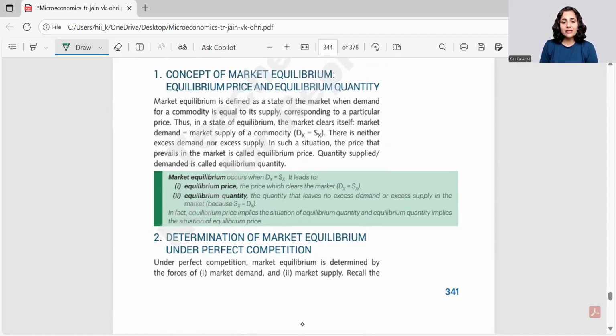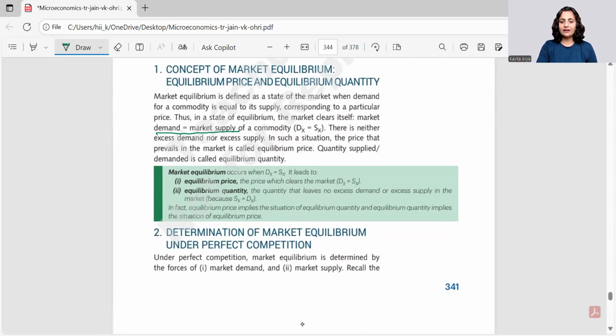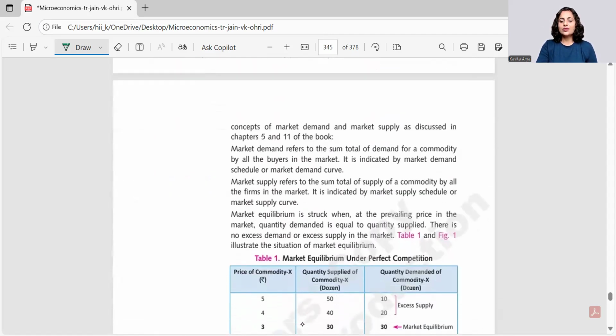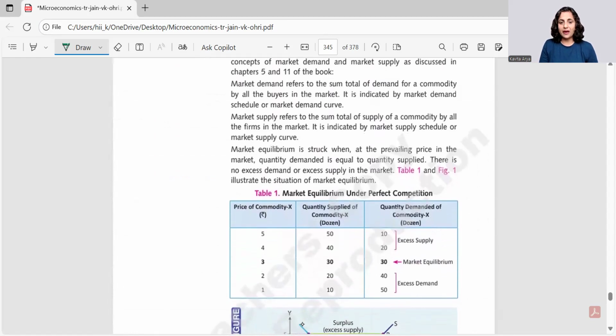So let's proceed. The concept of equilibrium is a situation where the market demand is equal to market supply, right? Any deviation from this means there is some sort of instability, and that instability would be automatically removed by the forces of demand and supply. So let's check how the equilibrium situation is determined in the market. It has two components: market demand.